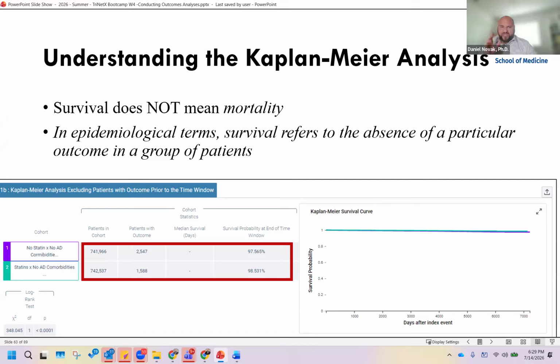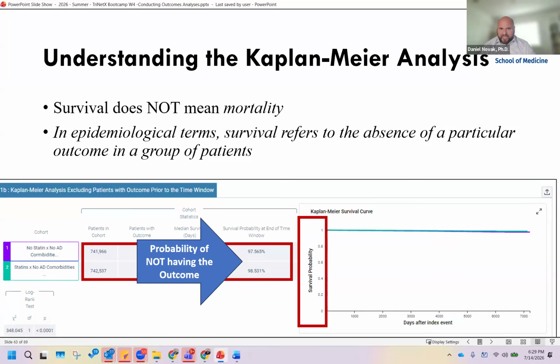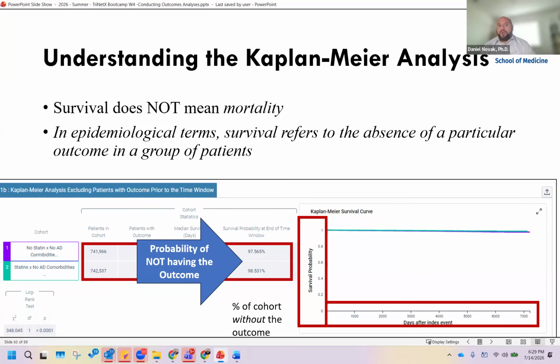Survival refers to the absence of a particular outcome in a group of patients and how long, how many literal days. Like this is literally 1,000 days, a little under 3 years, I guess, from the start of the index event to when this occurs for people. So you'll see patients with outcome survival probability at the end of window is calculated pretty straightforward. It's just the percentage of this cohort removed from the 100%. Again, probability of not having an outcome. And here's your survival probability there. There's your days after index event. Percent of cohort without the outcome.